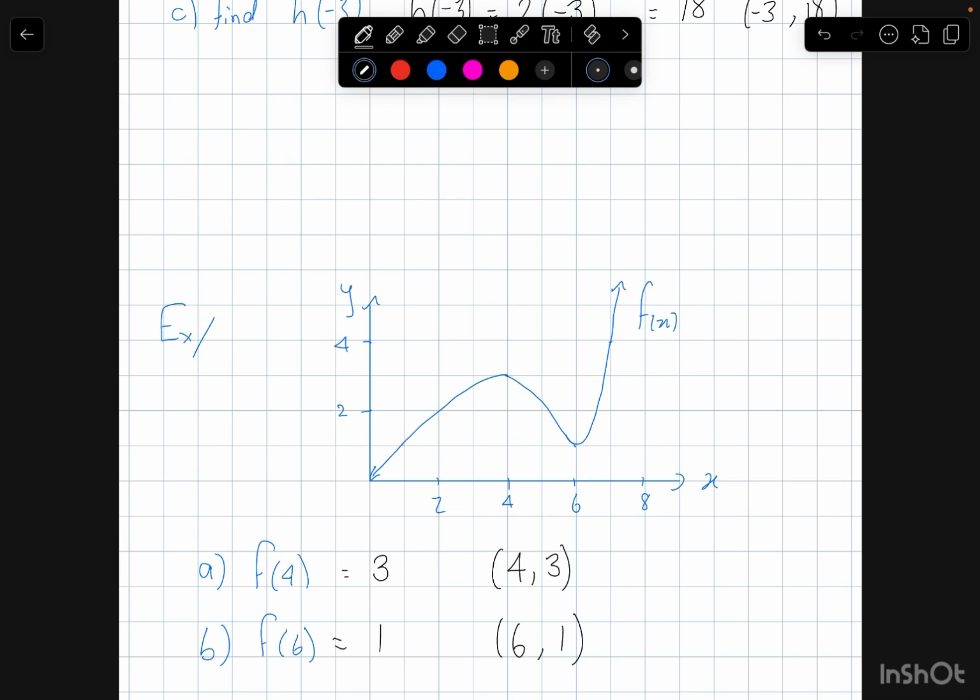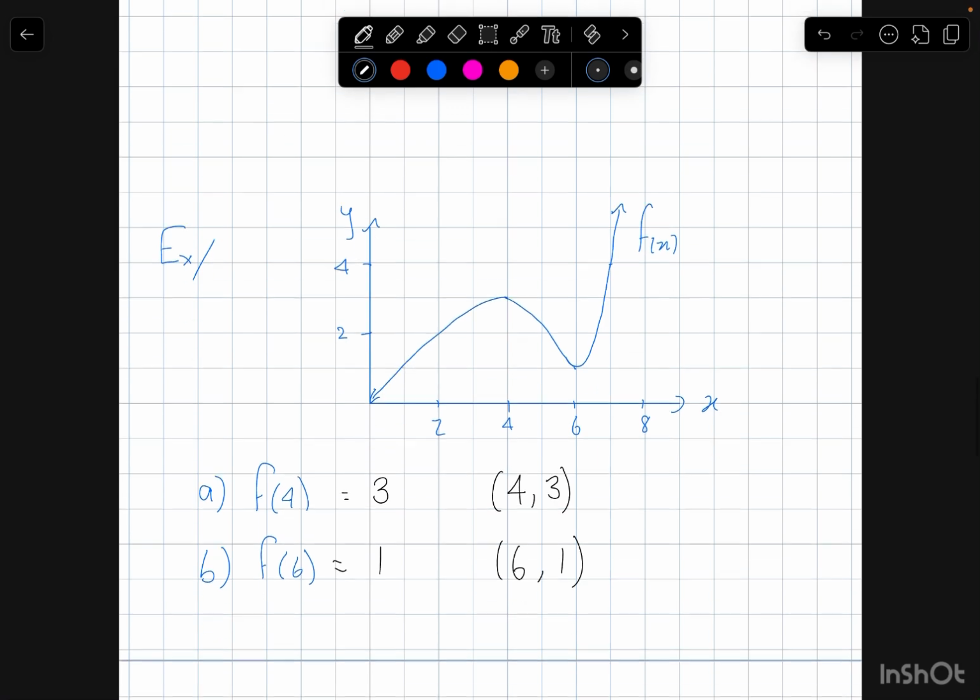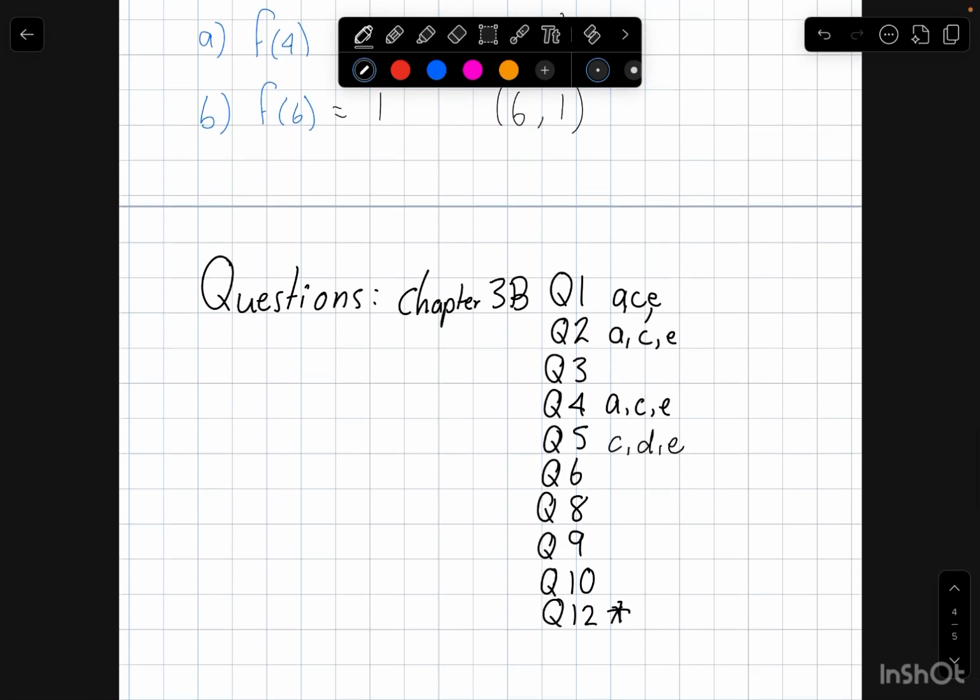I hope that clears up function notation a little bit and you can now hopefully have a crack at some questions. And if you're using the Hazy textbook, these are the questions I would love for you to have a crack at.